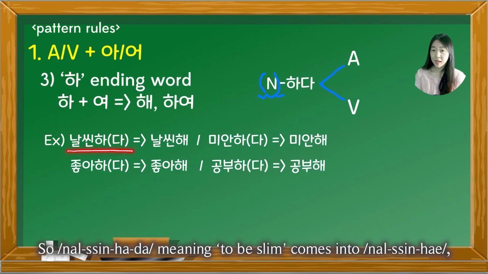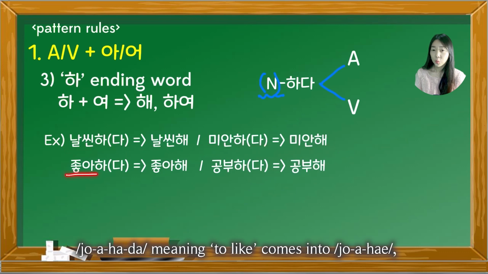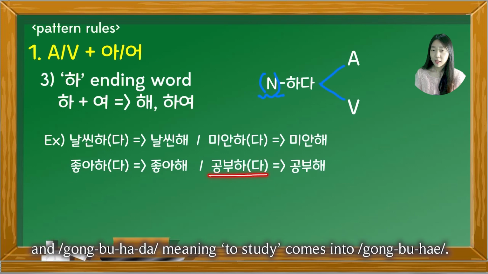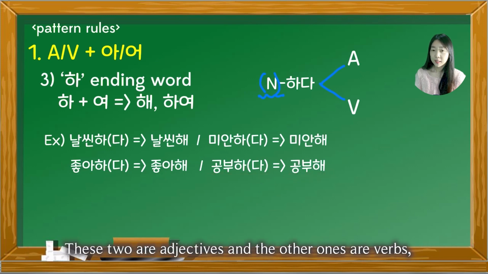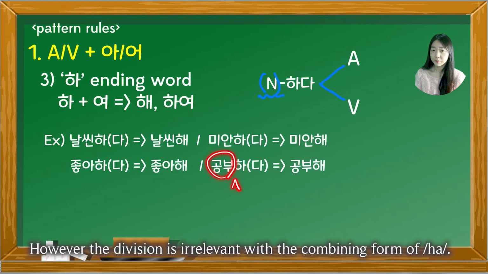So, 날씬하다, meaning to be slim, comes into 날씬해. 미안하다, meaning to be sorry, comes into 미안해. 좋아하다, meaning to like, comes into 좋아해. And 공부하다, meaning to study, comes into 공부해. These two are adjectives, and the other ones are verbs. And only one of them has the noun inside for the word here. However, the division is irrelevant with the combining form of ha.